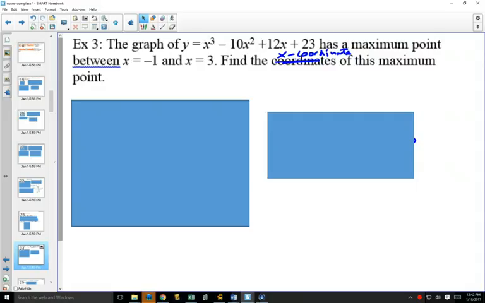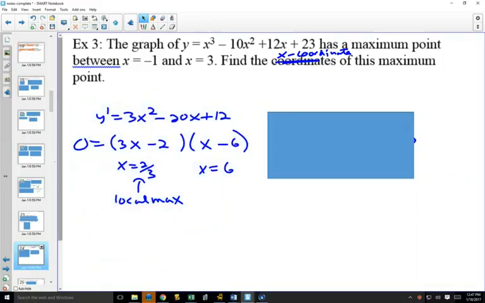Here's another one to try. Here's our derivative. Now, for this one, because of the way the question is worded, it tells you that there is a maximum between -1 and 3. Can you see that between our two solutions, the only one that's between -1 and 3 is the 2/3? So that one has to be the local max.